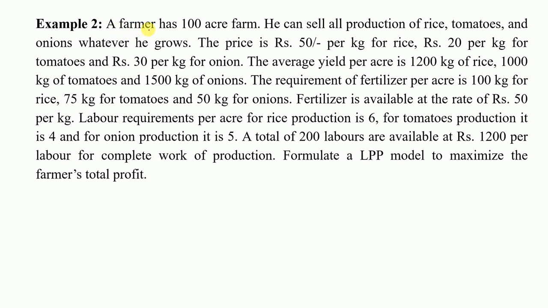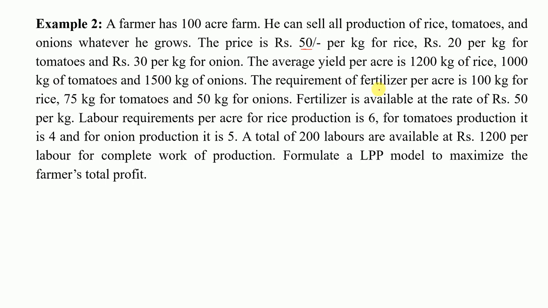A farmer has a 100-acre farm. He can sell all production of rice, tomatoes and onions, whatever he grows. The price is rupees 50 per kg for rice, rupees 20 per kg for tomatoes and 30 for onion. The average yield per acre is 1200 kg for rice, 1000 for tomatoes, and 1500 for onions.